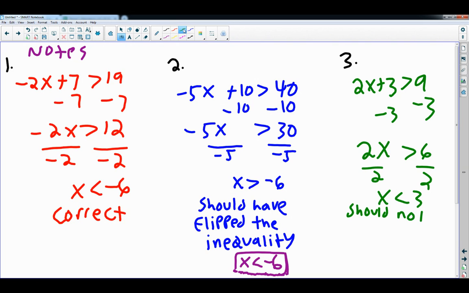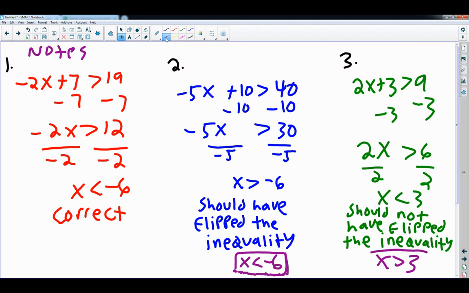Should not have flipped the inequality. Okay, so our answer should have been, here in purple, x is greater than 3. That should have been our answer.